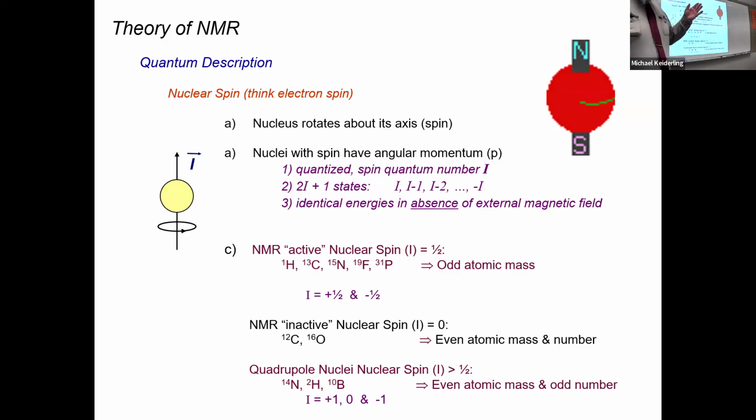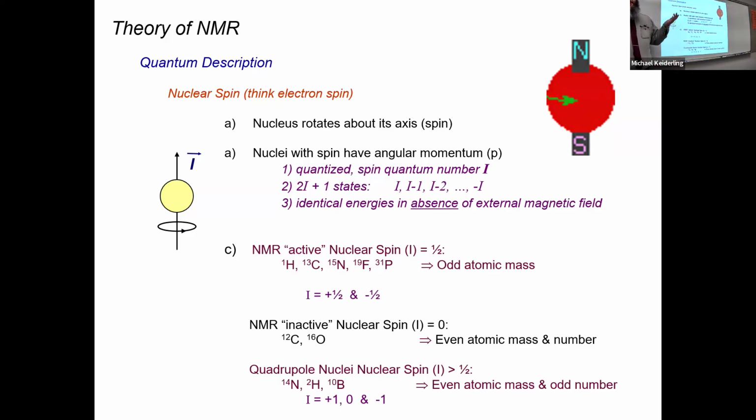In a magnetic field, they will split into different energies. NMR active nuclear spins tend to be things with I of 1/2, like hydrogen 1, carbon 13, nitrogen 15, fluorine 19, or phosphorus 31. They have an odd atomic mass. I is plus 1/2 or minus 1/2.